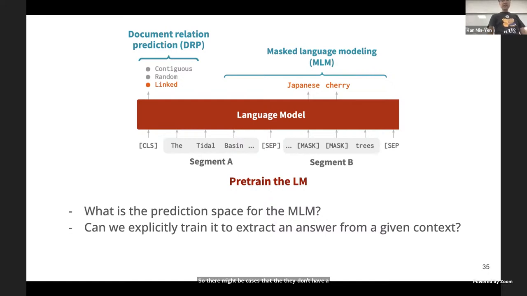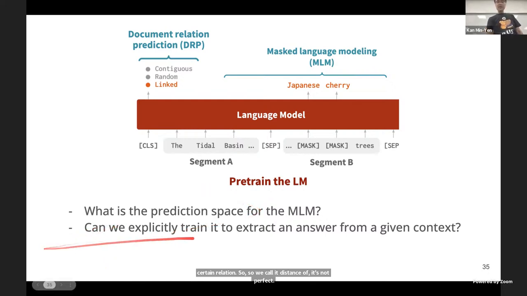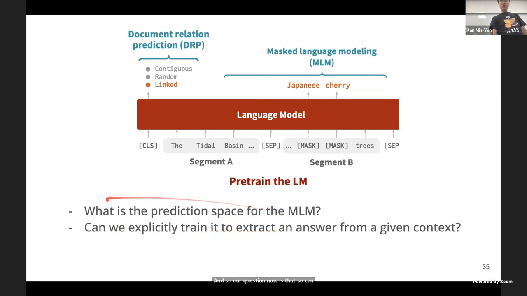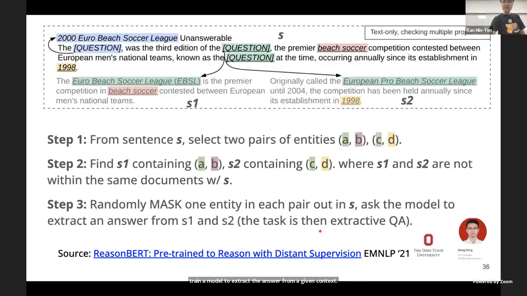It's not perfect. And so our question now is, can we explicitly train a model to extract the answer from a given context and answer this question? So let's proceed to the second paper I'm going to present today. I'm going to only cover its main idea for the interest of time. The paper is titled ReasonBERT: Pre-training to Reason with Distant Supervision. So let's directly go to its modeling part.